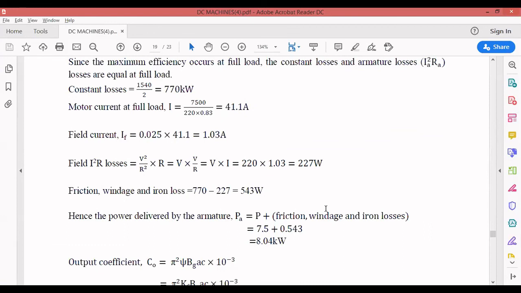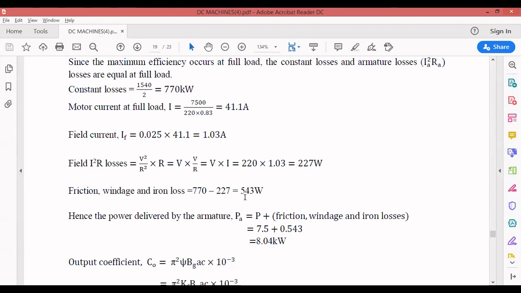1.03 equals 227 watts. Next, friction and windage loss, or iron loss. That is called a constant loss. But regarding this, I have a little doubt, because I have taken this from the A.K. Sawhney book. The field I square R loss will come under the variable loss, or the copper loss. But in the book, they just subtract it from the friction, windage, and iron loss. This step I'll confirm and tell you once again.